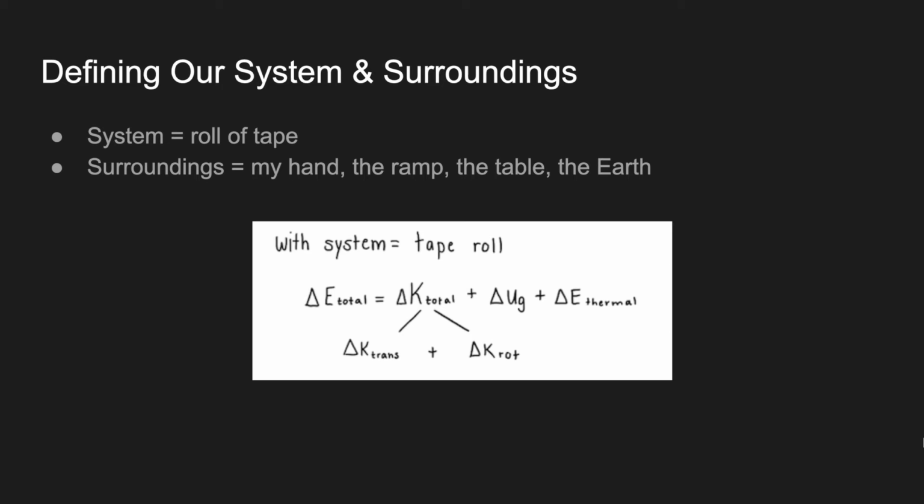Of course, a crucial part of the energy principle is defining the system and the surroundings. Here, we are defining the roll of tape as the system, and everything else as the surroundings. We can then determine all of the different types of energy contributing to the system's total energy, including kinetic energy, both translational and rotational, as previously mentioned, as well as gravitational potential energy from the change in height over the ramp.